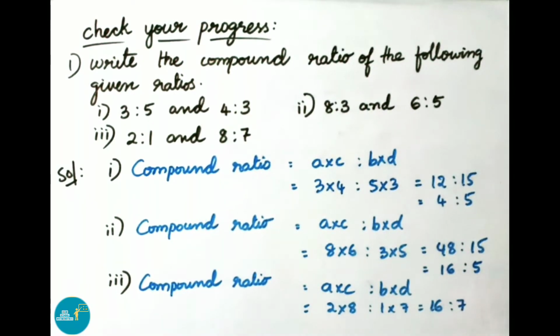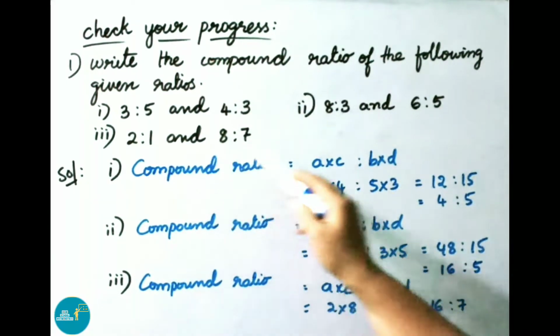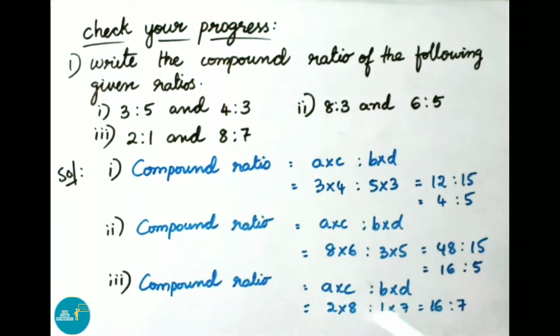Now the third one, 2 is to 1 and 8 is to 7. Compound ratio equals A into C is to B into D. A into C is 2 into 8 is to B into D, that is 1 into 7. That equals 2 8s are 16 is to 1 into 7, 7. Therefore, the compound ratio for the third one is 16 is to 7.